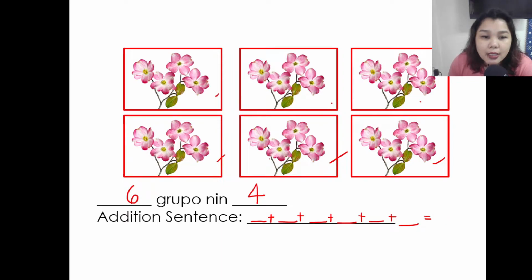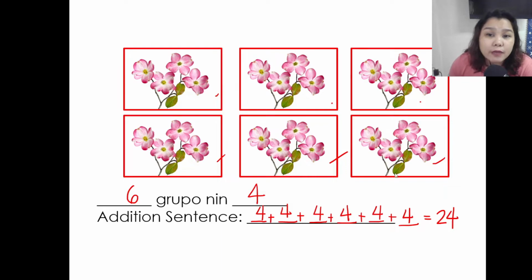Okay, ilang laman? For each group, we have 4. So, all we need to do is to fill all those blanks that we prepared. Dapat 6 lang. So, 1, 2, 3, 4, 5, 6. And then, if you're going to count them all, if you'd like skip counting, so skip counting tayo. 4, 8, 12, 16, 20, 24. So, for 6 na grupo nin 4, it means 4 plus 4 plus 4 plus 4 plus 4 plus 4 equals 24.